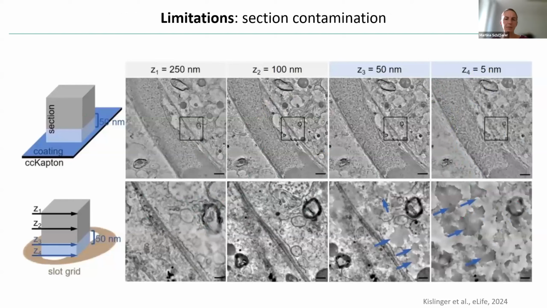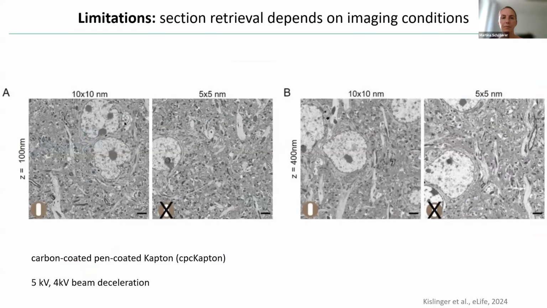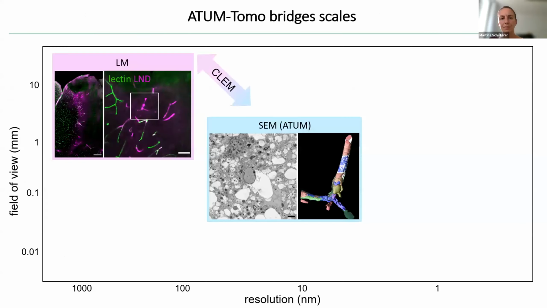There are some limitations of the method. So one is that the marker pen contaminates the section. We see that really at the surface of the section, so at one side of the section, and in this case, it affects the reconstruction, but it's really not penetrating into the section. It's really on the surface. And there are also limits to the imaging conditions. So if you go really high resolution with the SEM imaging and with high dwell times, then you cannot remove the section anymore because it's kind of stuck onto the tape.